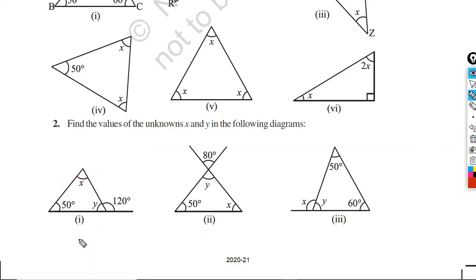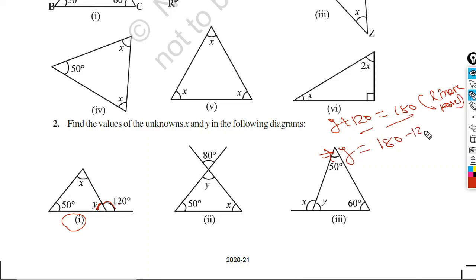So let's try. We'll try first I. Here we have to find x, y. Okay, you see here 120 degree and y, they are linear pair. Therefore we can say y plus 120 equal to 180. First you write, here we write y plus 120 equal to 180. Why? Give reason: linear pair. Okay, implies y equal to 180 minus 120, which is equal to 60. Now we have got the value of y, that is 60 degree.